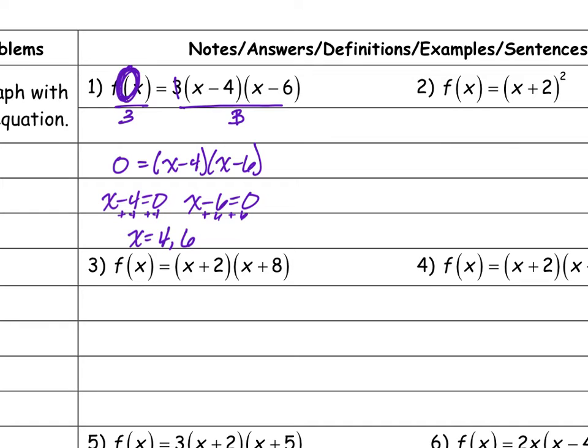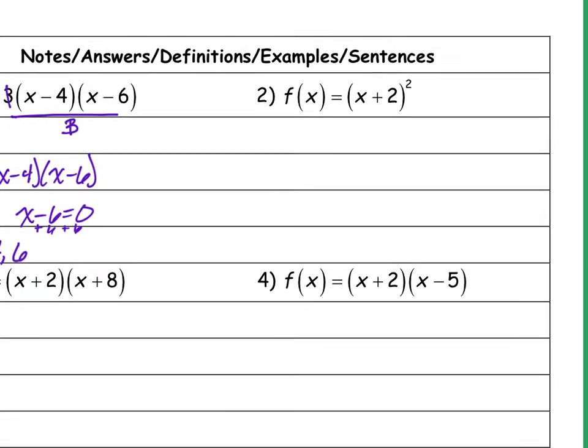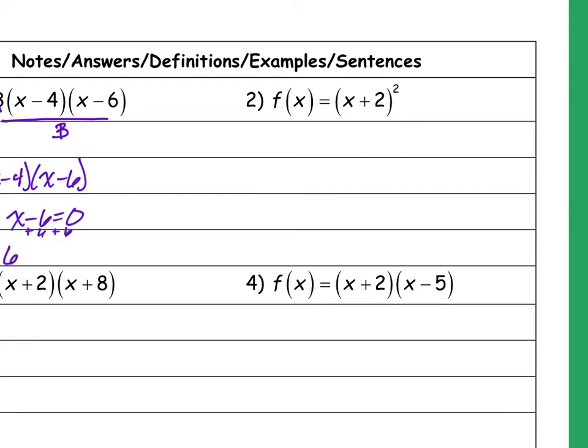So let's talk about number 2 now. So number 2, can someone tell me this. So again, I'm going to make f of x equal to 0. And I'm not rewriting it because I don't have very many lines to do it on. So I'm just going to put the 0 where the f of x goes. This says right here that it's squared. Can someone tell me what it means to be squared?